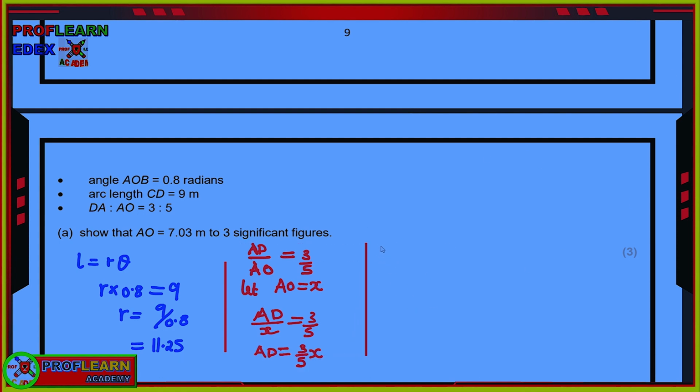And remember, whatever value we had gotten for r was the entire radius. So we are going to say 3/5 x plus x is going to give us 11.25. Then we can add these two together so that we can find the value of x, and our x is going to translate to 7.03. And this is meters, which is our value of AO. I believe you've understood how to work it out.